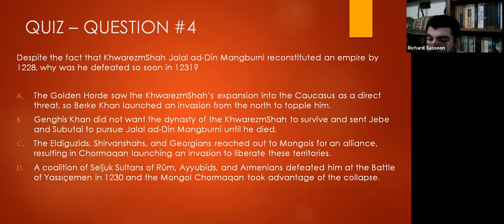Once he had been defeated, the Mongol Chormaqan was able to take advantage and press him into the mountains, where he lost the majority of his soldiers and was assassinated by a Kurdish militant.